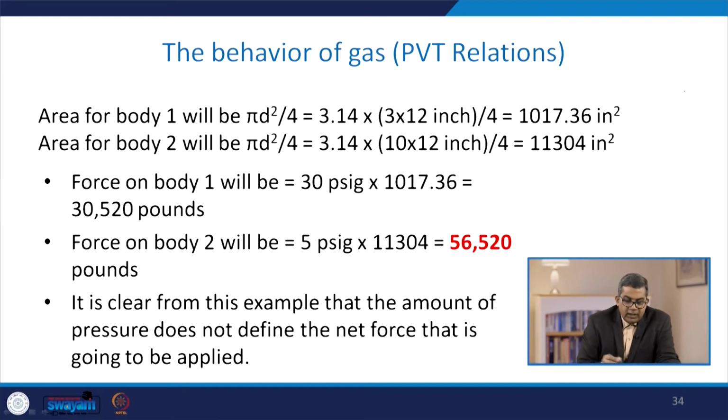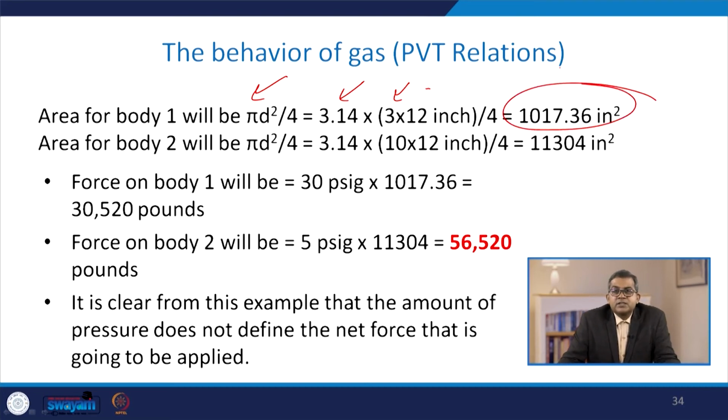So, the area for body 1 will be pi d square by 4, and that is 3.14 into 3 into 12 inch over 4, and that comes out to be 1017.36 square inch. And for body 2, which has a diameter of 10, pi d square by 4 is equal to 3.14 into 10 into 12 inch over 4, and that comes out to be 11,304 square inch.